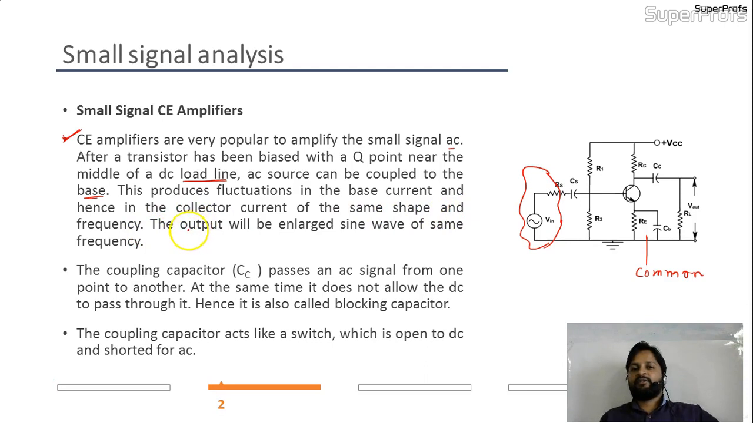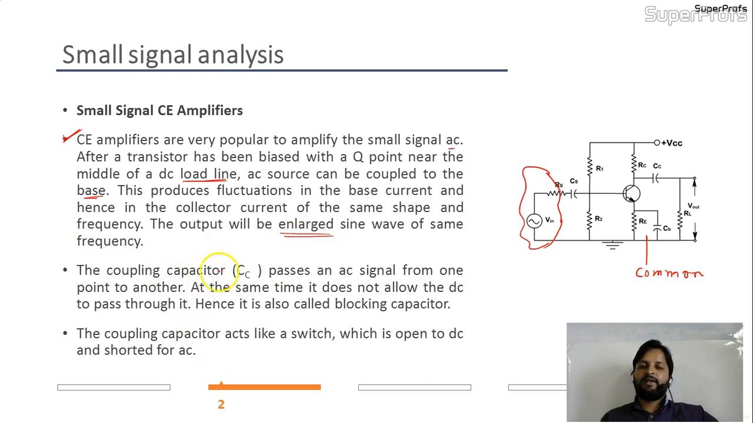Whatever distortion or fluctuation will be there at the input stage, the same will be at the output stage because of the proper selection of cue point, and the proper selection of cue point is that the cue point should be in the middle of the load line. The output will be an enlarged sine wave of the same frequency. The frequency will be the same but it will be enlarged.